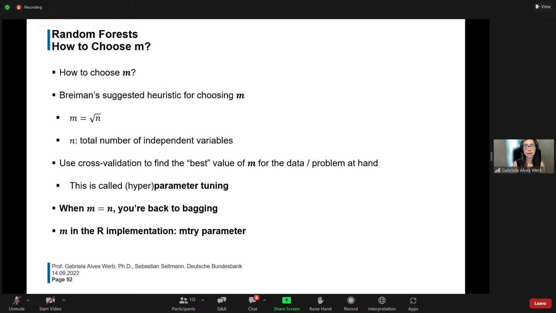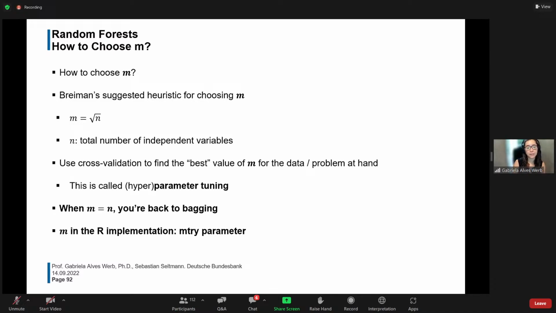And again, how are you going to set this threshold? So what share of the total number of columns or total number of independent variables or features that you have in your data? So that's something that you're going to choose. So you have to find out by trial and error, basically.